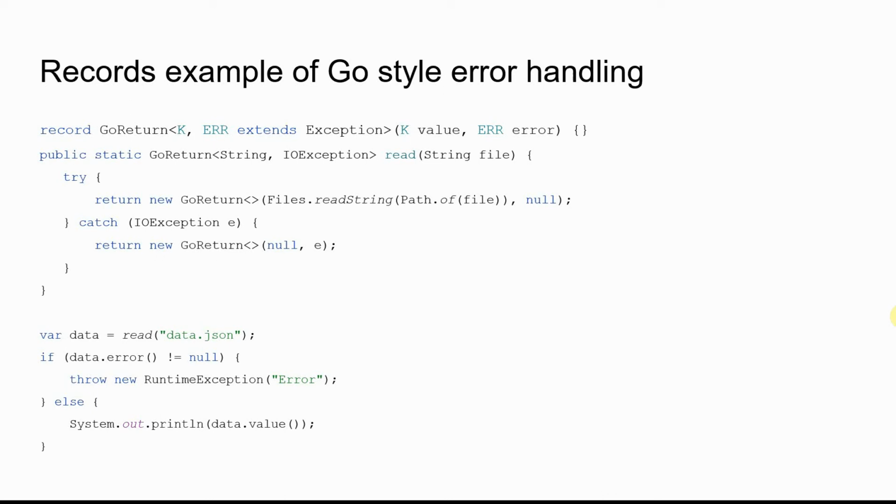In the example shown, we read a file and return a record with string and null if the file is read successfully, and null and the exception in the case of an error. This is useful if throwing an error in an exception isn't an appropriate action and we don't want to lose the exception that occurred, or if we are porting Go code to Java and don't want to refactor the logic yet.